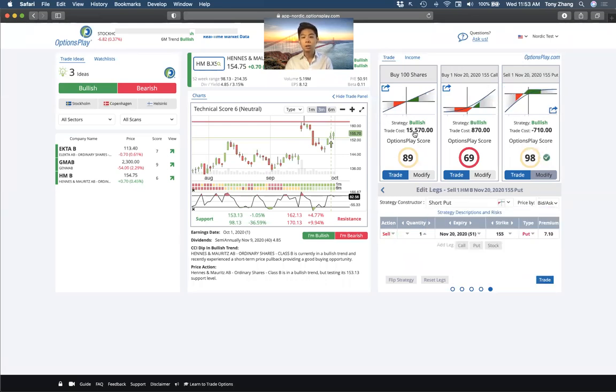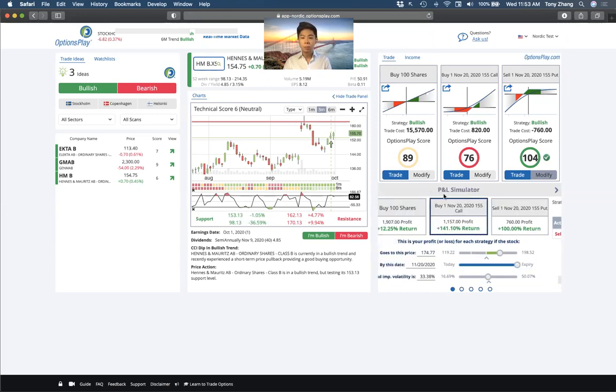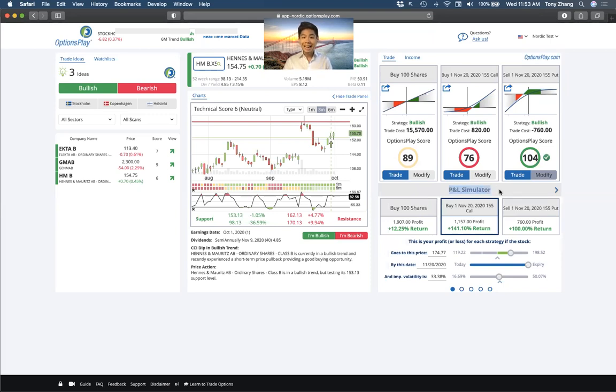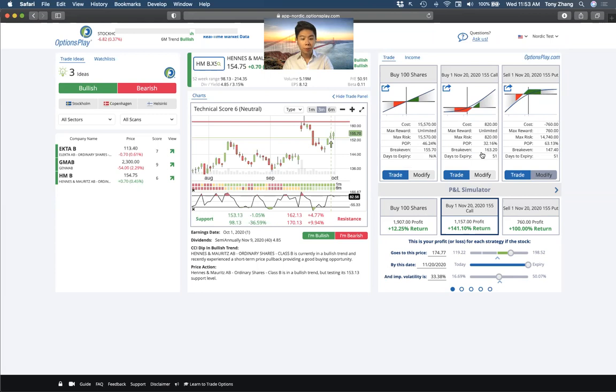Buying 100 shares of the stock would cost me 15,000 crowns. Buying a call option would only cost me 870 crowns, and we can use the midpoint here, 820 crowns. If I sold the put option, I would sell it for about 760 crowns. So this is a good concrete example of what we just showed you. And I'm going to use our P&L simulator to simulate exactly how these strategies perform and give you a better understanding as to when you might want to buy that call option, when you might want to sell that put option. So when you click on the OptionsPlay score, what we have here is the break-even price.